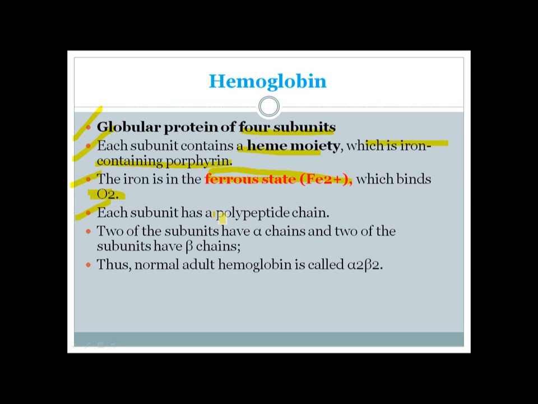And each subunit has a polypeptide chain, as I've already mentioned, and the polypeptide chain actually determines what type of hemoglobin it is. And the normal adult hemoglobin has 2 subunits of alpha and 2 of beta subunits, leading to alpha 2 beta 2, which is called adult hemoglobin.